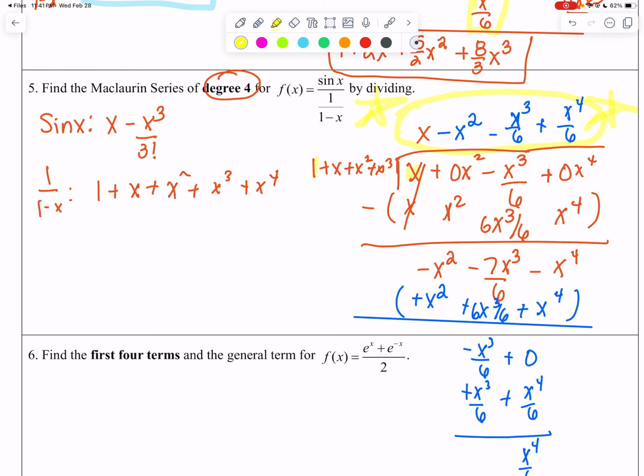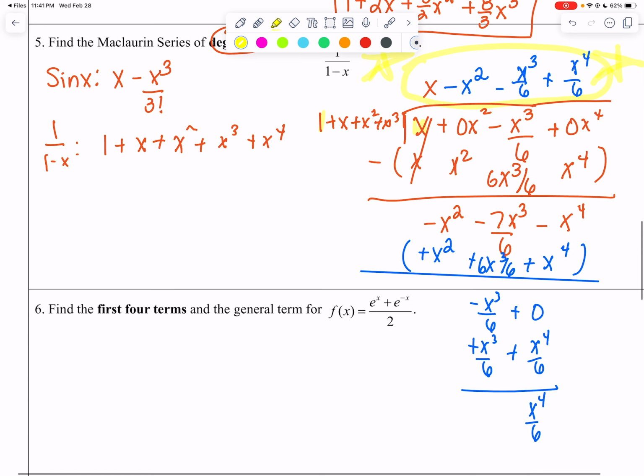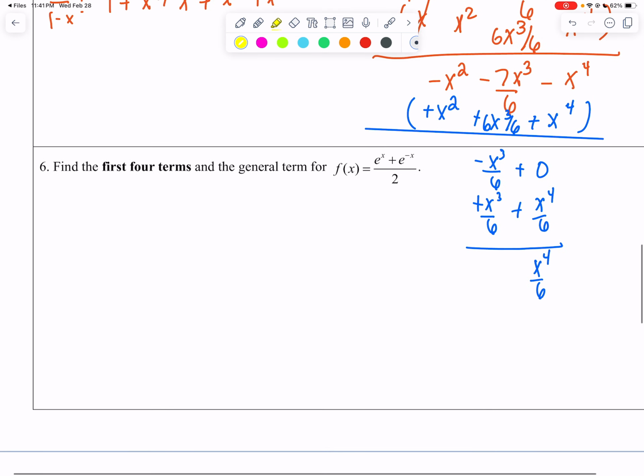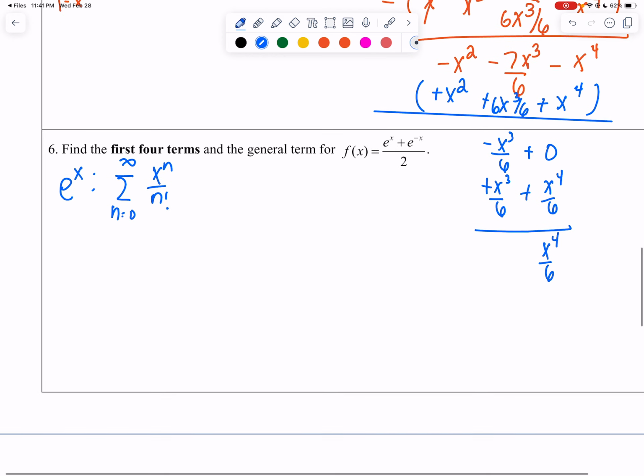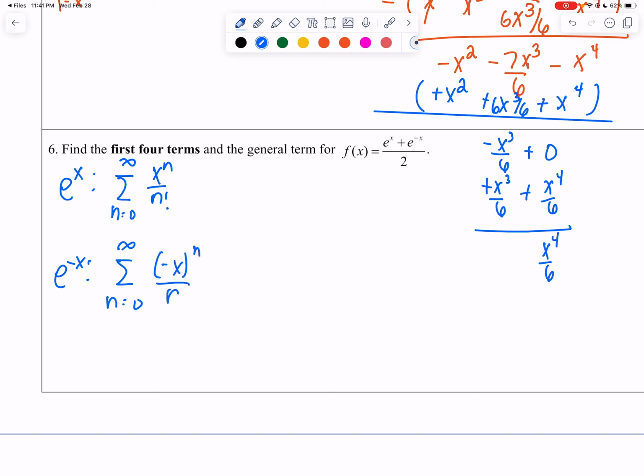Last one, number 6, we want to find the first 4 terms and the general term for f of x is equal to e to the x plus e to the negative x over 2. E to the x is a special series that we know, and e to the negative x, we could build that. So remember that e to the x is just the sum of x to the n over n factorial. And then e to the negative x is just going to be negative x to the n over n factorial.